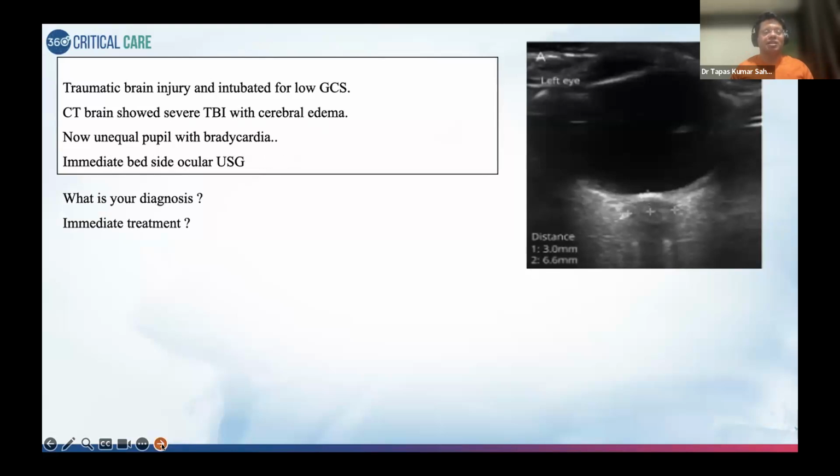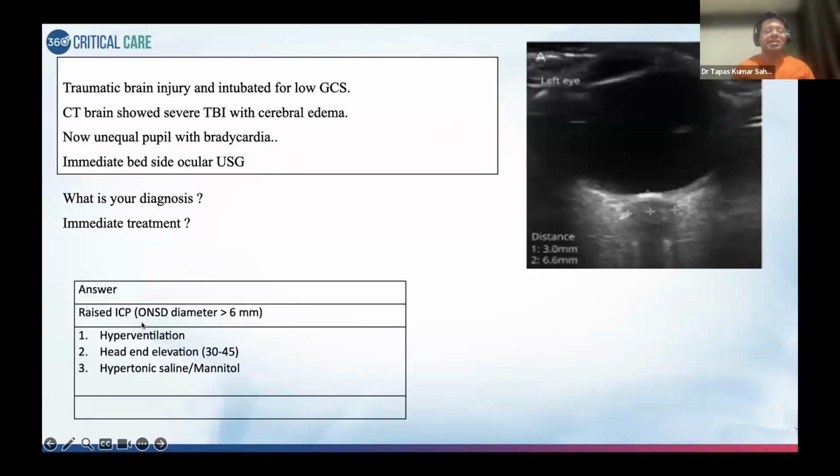I know everybody knows this answer. Just like this is raised ICP, ONSD diameter is more than 6 millimeter. So I need to control or reduce the ICP urgently by doing some of the tier 0 measures, that is hyperventilation, head end elevation, hypertonic saline or mannitol.